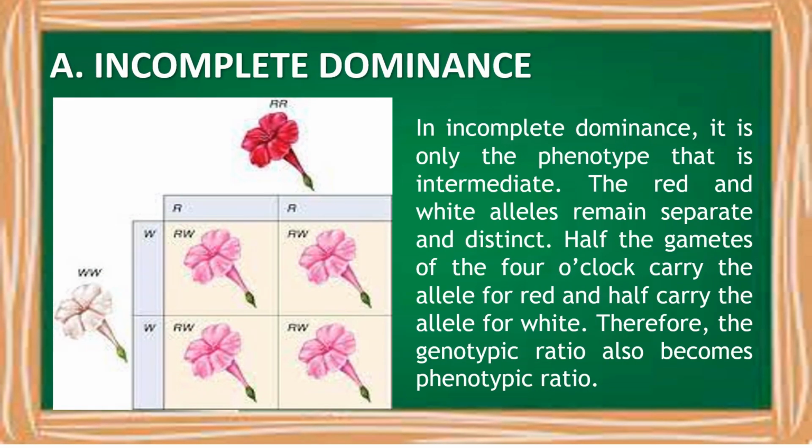In incomplete dominance, it is only the phenotype that is intermediate. The red and white alleles remain separate and distinct. So half the gametes of the 4 o'clock carry the allele for red and half carry the allele for white. Therefore, the genotypic ratio also becomes the phenotypic ratio. So this is also an example of incomplete dominance. Kay ang red o white flower gi-crossbreed, ang kalabasan, ang offspring niya is something pink ang color sa flower.